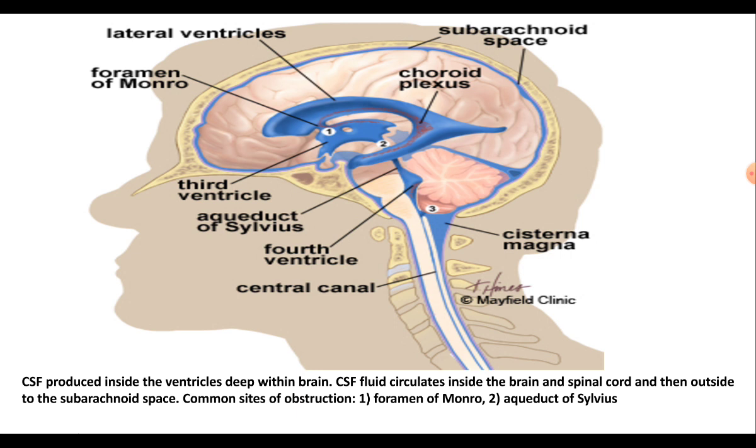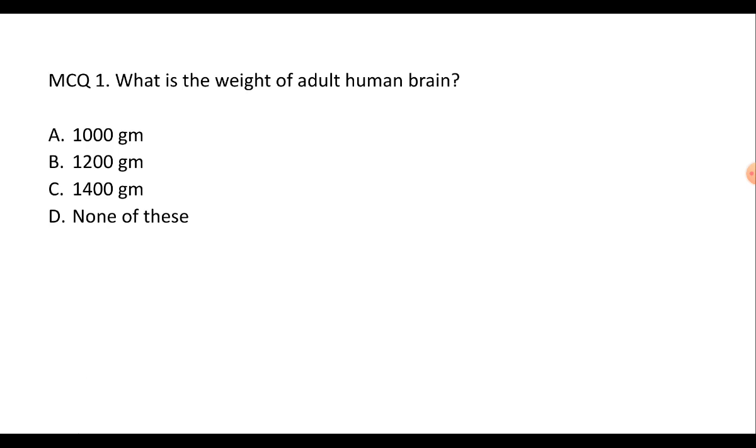Students, hope you could understand in detail about the anatomy of the human brain in this session. Let us briefly recall by answering a few multiple choice questions. What is the weight of an adult human brain? It weighs about 1000 grams, or 1200 grams, or 1400 grams, or none of these. The answer is C, that is, an adult human brain weighs about 1400 grams.